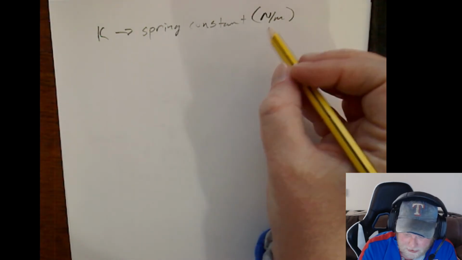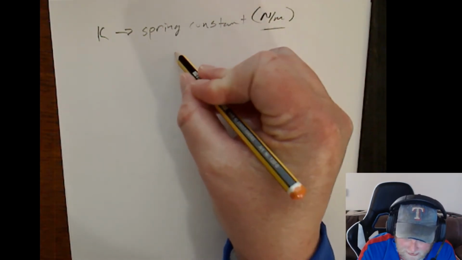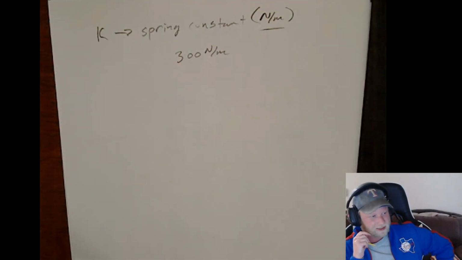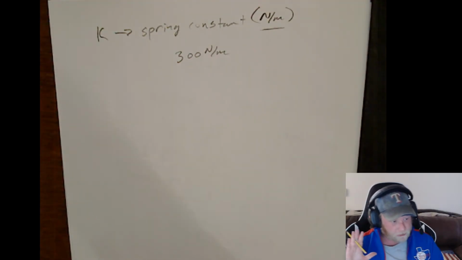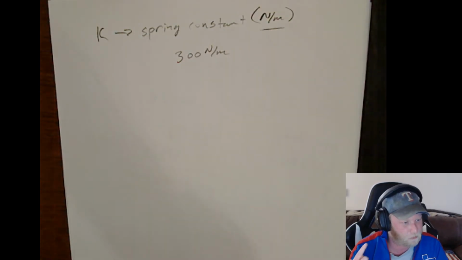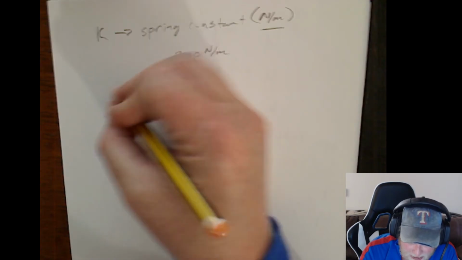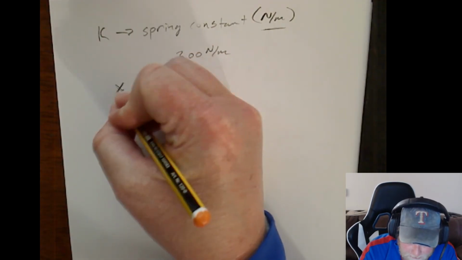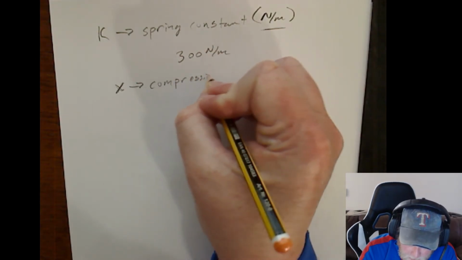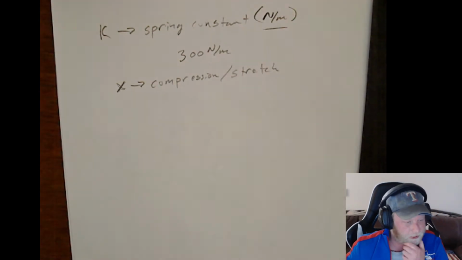Now, notice, if we go back to the spring constant, that the unit is newtons per meter. So let's say that you've got a spring constant of 300 newtons per meter. What that's telling you is that it takes 300 newtons of force to compress or stretch that elastic material by 1 meter. Now, if we look back at that equation, the x in that equation is your compression or stretch distance off of equilibrium.